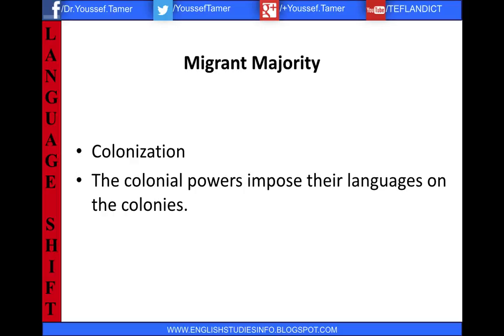So in colonization, the colonial powers impose their languages on the colonies. Forget about India, forget about Haiti, let's go back to Morocco. When we were colonized by the French, French had a very powerful position in Morocco at that time, to the extent that it replaced Arabic in administration, in politics, in business, and so on. So the colonial powers imposed their languages on the colonies, and Morocco is a case in point.